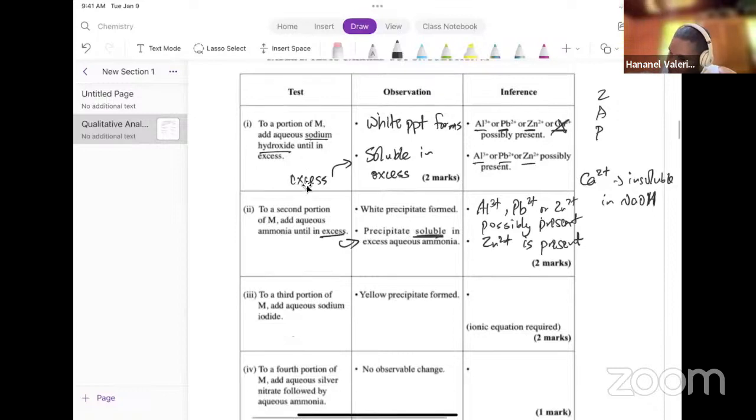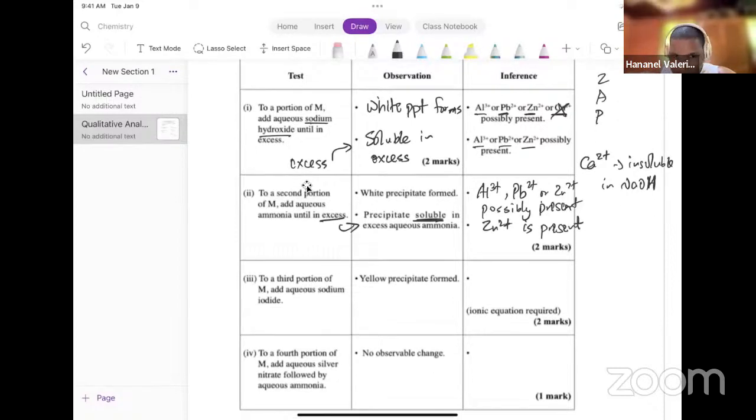So now we're going to test for our halides. Yes, testing for our halides. So it said to a filled portion of M, add aqueous sodium iodide. A yellow precipitate is formed. And under here it says ionic equation required. Now, wait. Add sodium iodide. What do you mean with sodium iodide? You might ask yourself that question.